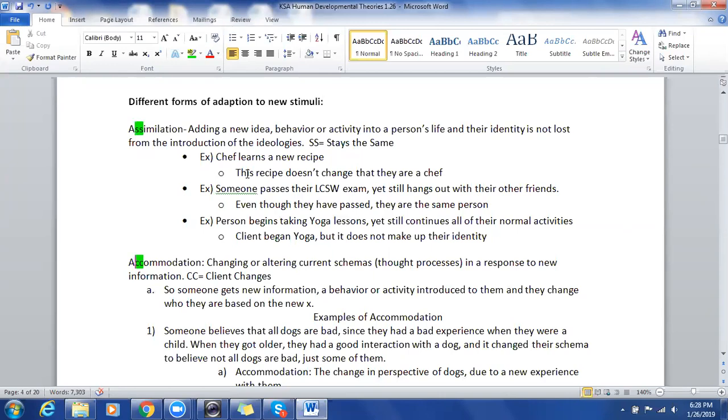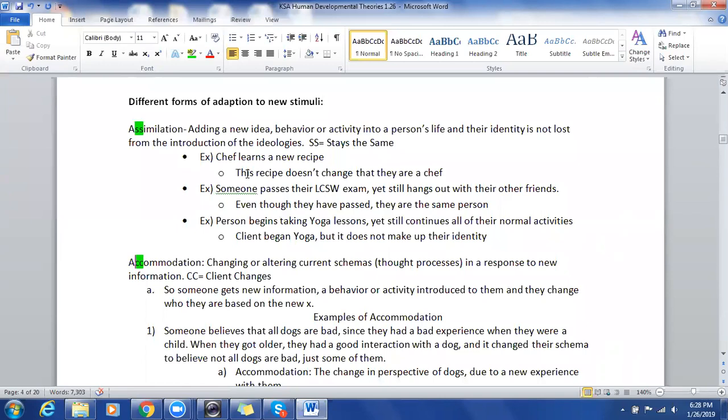Meaning, if you start doing my study groups and stuff and you just basically use my stuff as supplemental to what you're currently doing, or you start doing my study groups and stuff and you basically eliminate everything else and use mine as primary, that would be more of accommodation. So that's a way to differentiate those two. And examples to drive it further home is that a chef learns a new recipe. Even though the new recipe is a stimuli in his life, it doesn't change that he's a particular chef.